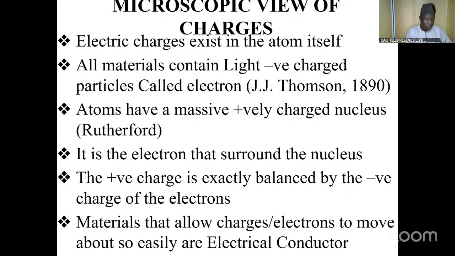It is the electron that surrounds the nucleus. So you have to be mindful of that. Electron actually surrounds the nucleus. The next point, the positive charge is exactly balanced by the negative charge of the electron. These are properties you have to note, so that when one is missing in the option, you know that this one is the one that is missing, or this one is the one that is wrong.